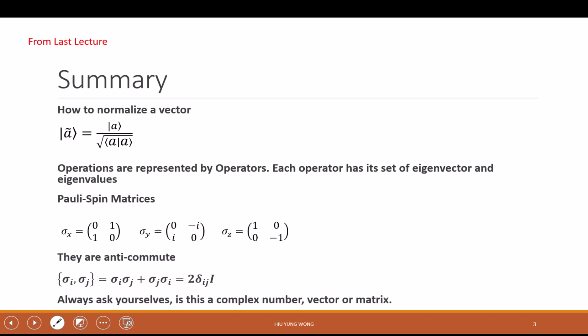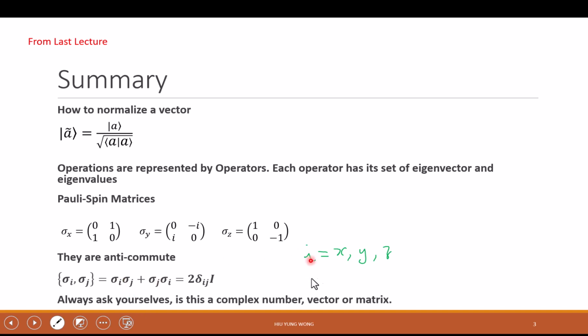Now then, what does this mean for ij? i and j are just indices, right? We say i can be equal to x, y, or z. You just plug in, okay? Or sometimes people call the Pauli matrices sigma 1, sigma 2, sigma 3. And then the identity matrix is sigma 0. So just check carefully what they mean, okay?